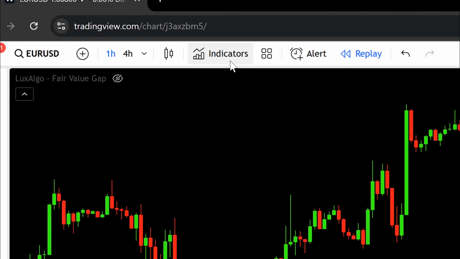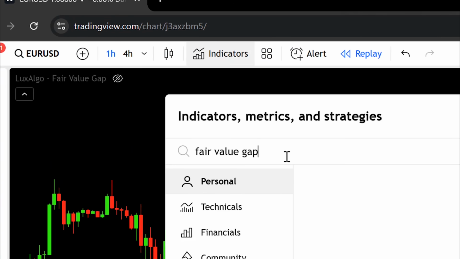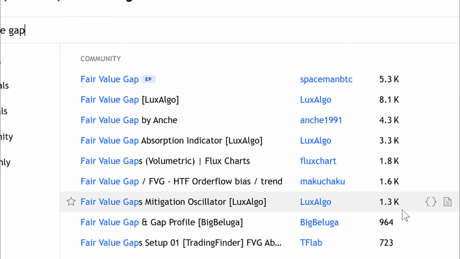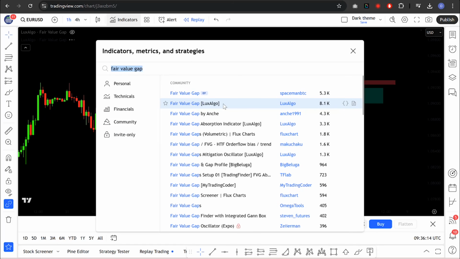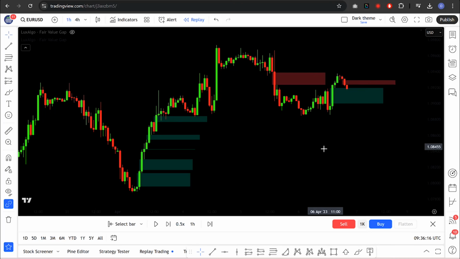Next, click on Indicators and type Fair Value Gap in the search box. You'll see multiple options, but my favorite is Fair Value Gap by Lux Algo. Simply double-click it and it will be added to your chart. No need to adjust any settings. I usually stick with the default ones.